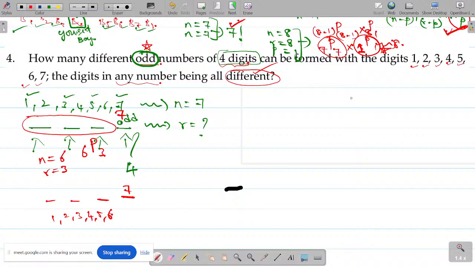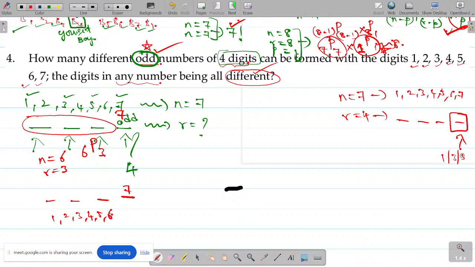Let me repeat it. Here n is equal to 7 because we have 1, 2, 3, 4, 5, 6, and 7. R is equal to 4 because we are going to fill 4 places. This last place is to be fixed by an odd number because we want to find different 4-digit odd numbers. I can fix this place with 1 or 3 or 5 or 7, so I have 4 different options, and so I multiply. And the remaining 3 places.